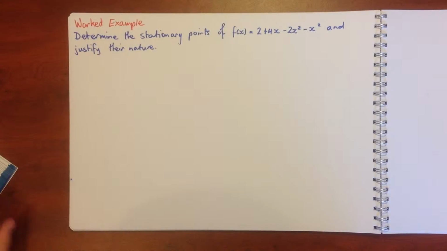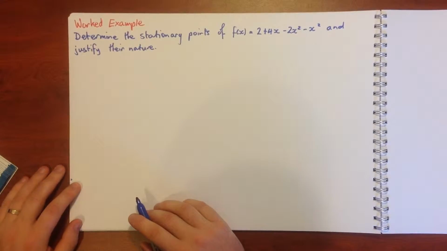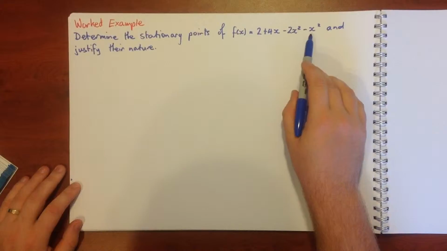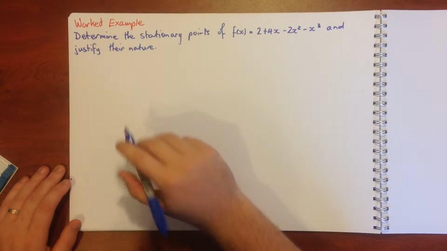Okay, so we'll keep moving on. Really we're up to a worked example. Determine the stationary points of f of x equals 2 plus 4x take 2x squared take x cubed, that should be x cubed, and justify their nature.